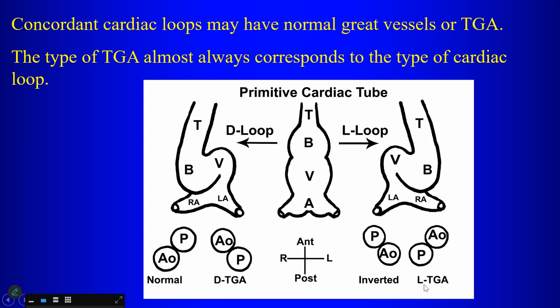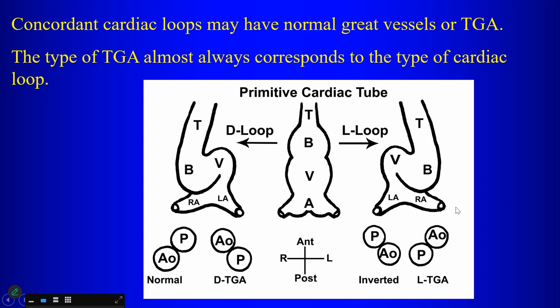But we call this L transposition because the L refers to the cardiac loop. This is not congenitally corrected transposition. This is the mirror image of detransposition in somebody with situs solitis, right? So remember I said that the L refers to the cardiac looping. And it just so happens that the aorta being to the left side tends to also go along with that.